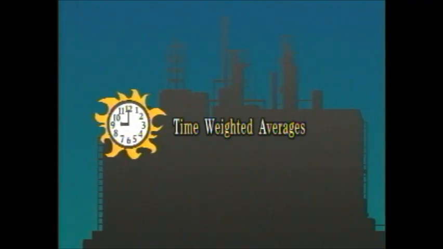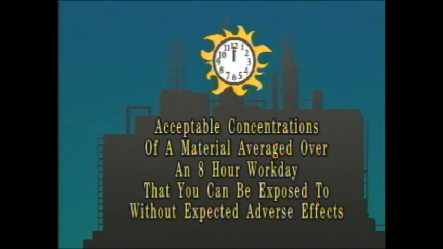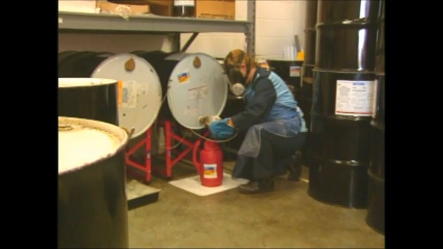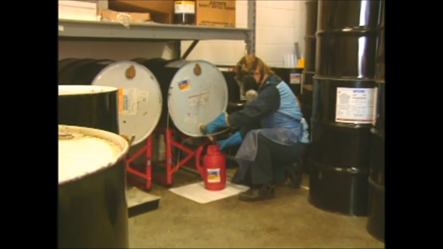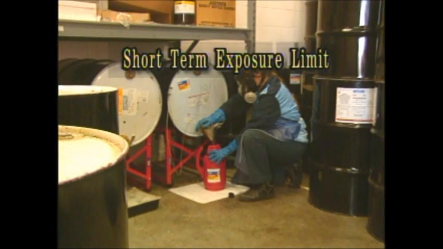2 common limits are time-weighted averages, or TWAs, known as the TLV, threshold limit value, and PEL, permissible exposure limit. These are acceptable concentrations of a material averaged over an 8-hour workday that you can be exposed to without expected adverse effects. However, the TLV and PEL don't consider extreme levels that should only be tolerated for short periods of time. The short-term exposure limit, or STEL, does.